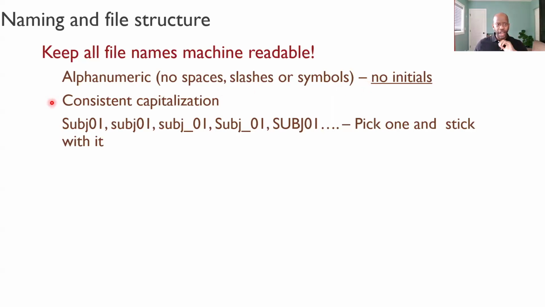You want to make sure your file names have a consistent capitalization. So even though all of these file names have the same letters and numbers, they're all different, right? So if you're writing code to cycle through your data, you're going to run into errors if you don't use consistent capitalization and so on.